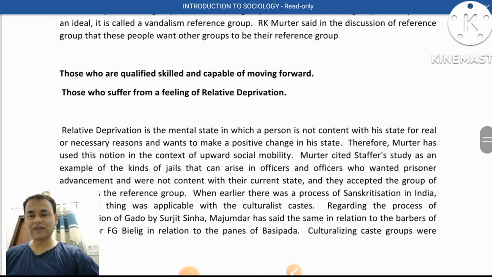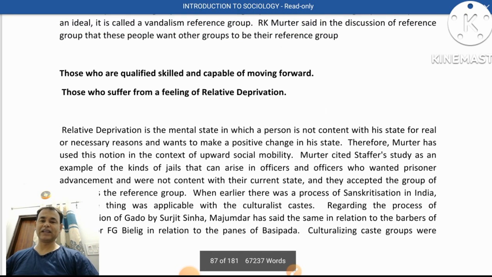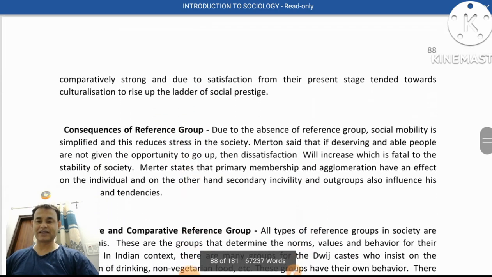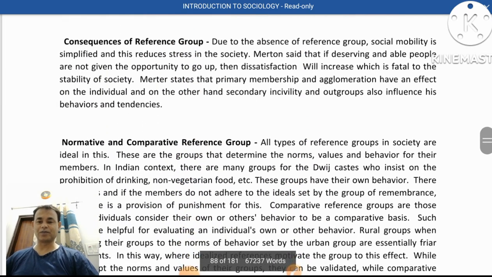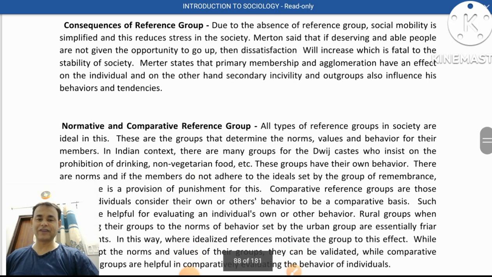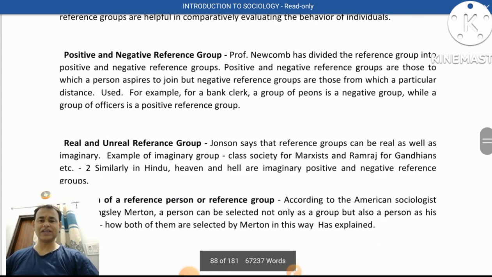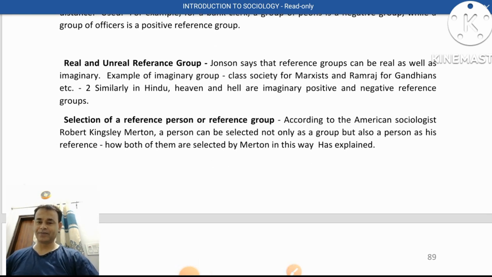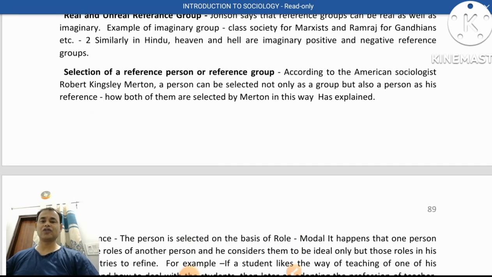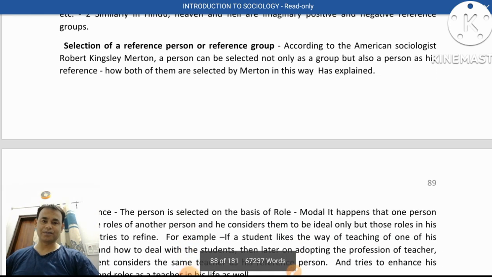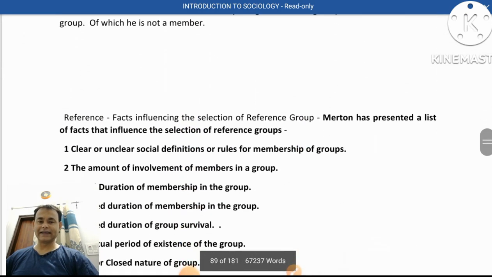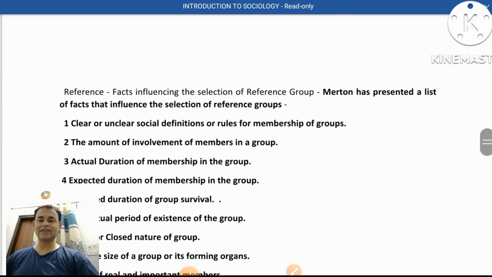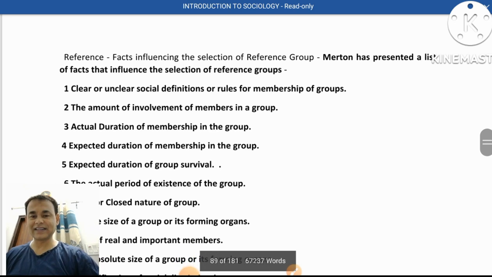And those who are qualified, skilled and capable of moving forward, those who suffer from a feeling of relative deprivation, consequence of reference groups, normative comparative reference groups. There are types of positive and negative reference groups. Newcomb has divided them into real and unreal reference groups. Johnson discussed the selection of a reference group, reference person or reference group. And Merton has presented a list of factors that influence the selection of a reference group.